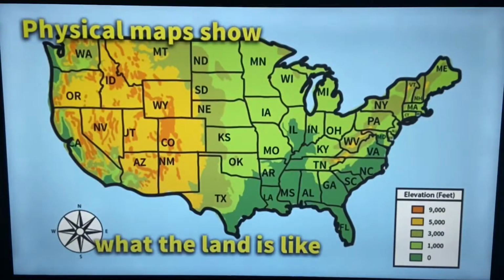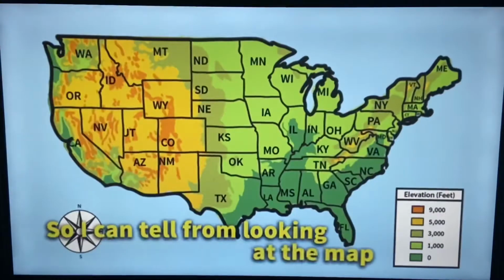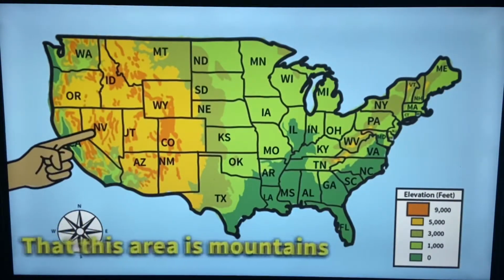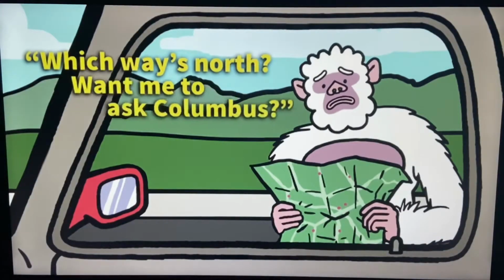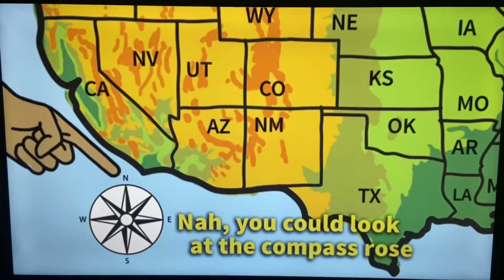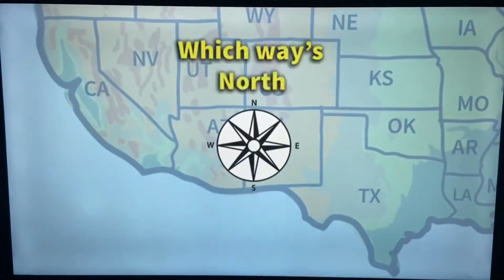Physical maps show what the land is like, and the color shows us the height. So I can tell from looking at the map that this area is mountains and this is flat. Which way's north? Want me to ask Columbus? Nah. You could look at the compass rose. Yeah, that's how you know which way's north, east, south, west.